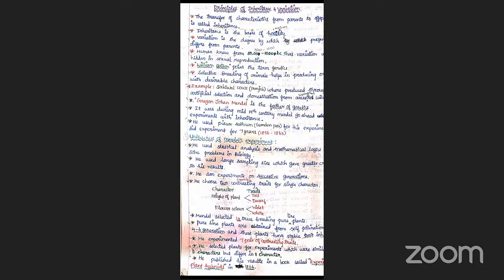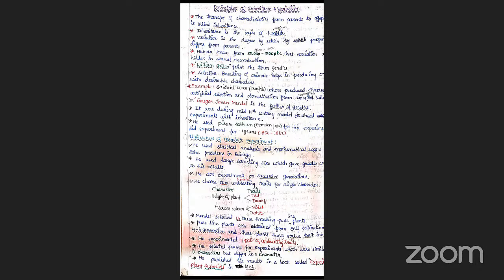Mendel's discoveries were rediscovered by 3 botanists, namely Correns, De Vries and Tschermak. That is also an important question. Again, I repeat, the principles of genetics were rediscovered by 3 botanists, namely Correns, De Vries and Tschermak. Those are the importance of Gregor Johann Mendel.